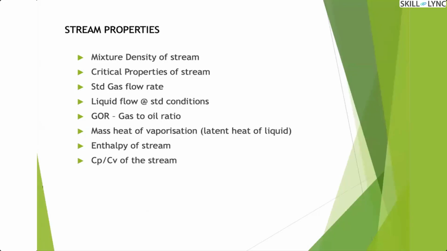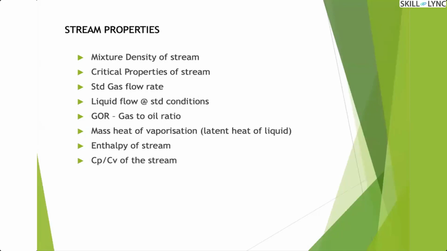So liquid flow at standard conditions, gas to oil ratio, mass heat of vaporization, which is latent heat, enthalpy of stream, Cp by Cv of stream, all of this can be developed when you have the simulation. So what is the significance of each of these properties? As I said, in case of compressible fluids, your volumetric rate is going to change at each temperature and pressure. So what is generally followed in industry is they specify the gas flow rates at standard conditions.